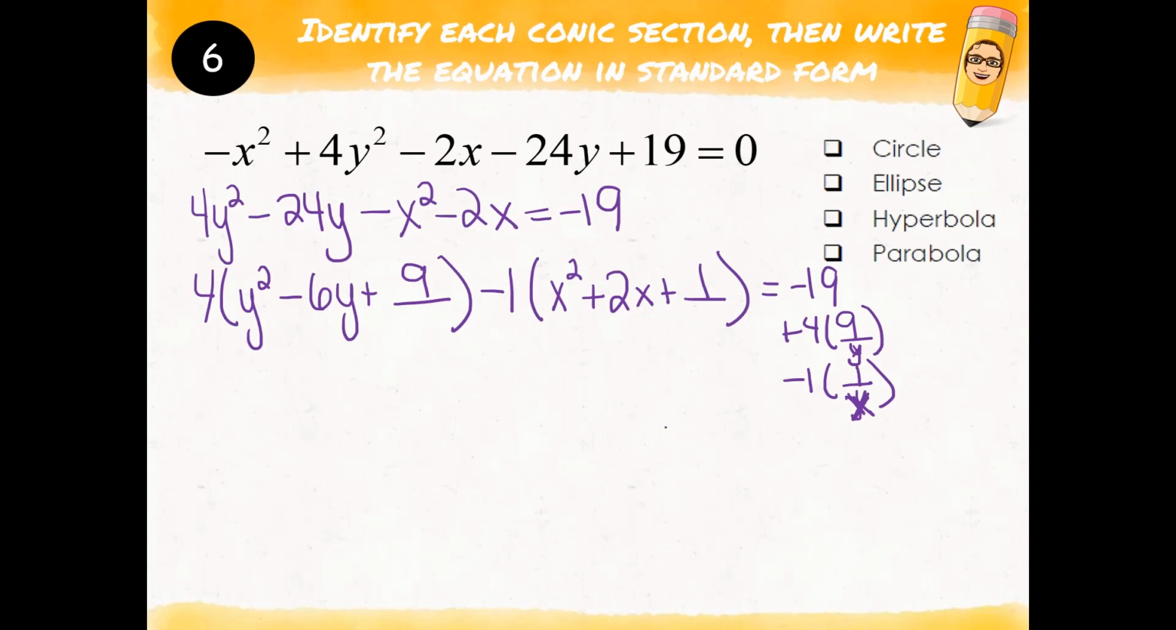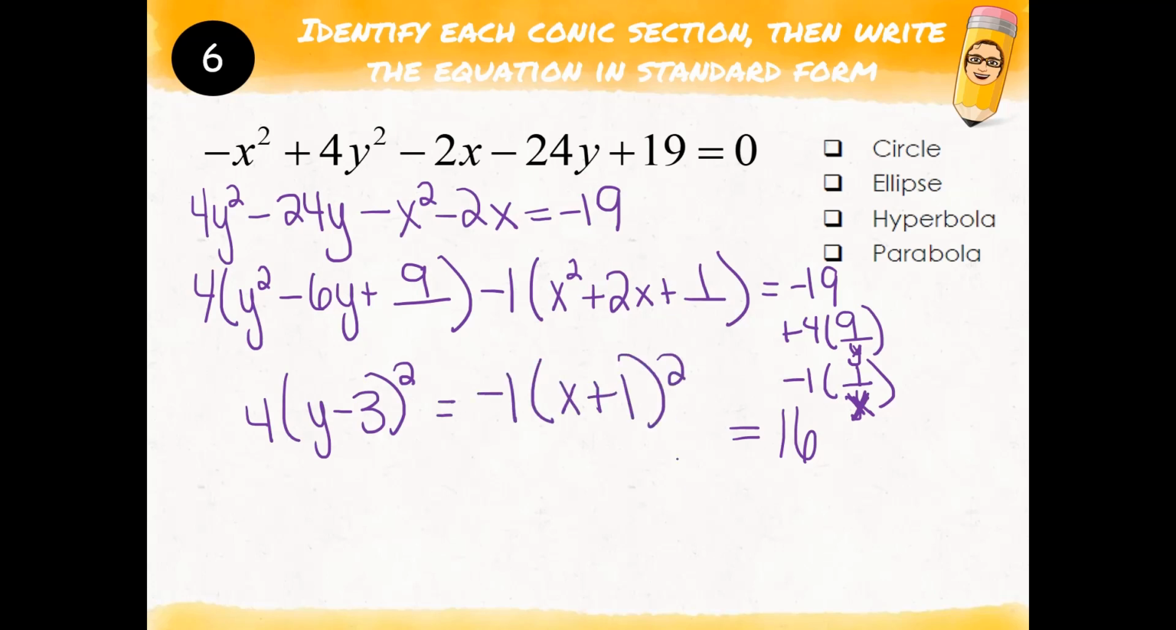So now on the right-hand side, I'm going to have, what is that? Negative 19 plus 36 minus 1. Oh, that's negative 19. Silly, silly Marsh. So negative 19 plus 36 minus a 1 gives us 16. Factors here. I'm going to take that 4, just put it out front. It would be y minus 3 squared equals negative 1, x plus 1 squared.